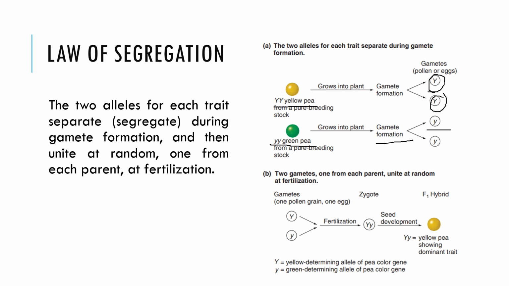In figure B, the two gametes, one from each parent, unite at random at fertilization. So these are the gametes, one pollen grain and one egg, and they randomly fertilize. And this is the resulting product, which is a yellow pea, a dominant trait.